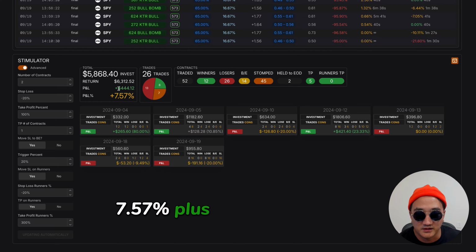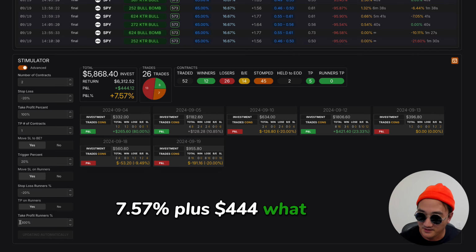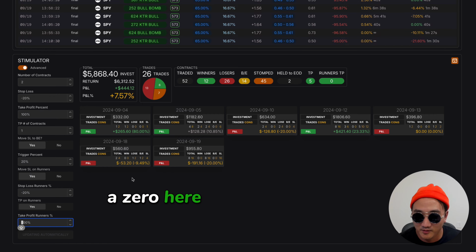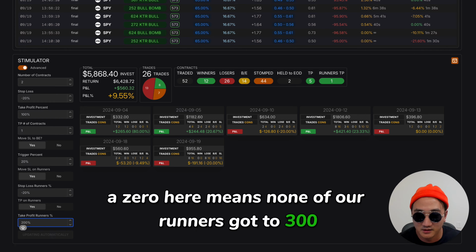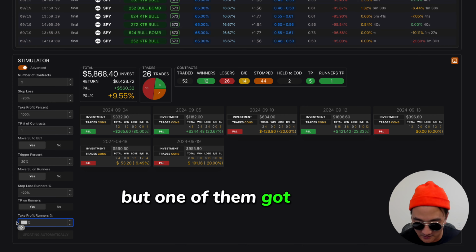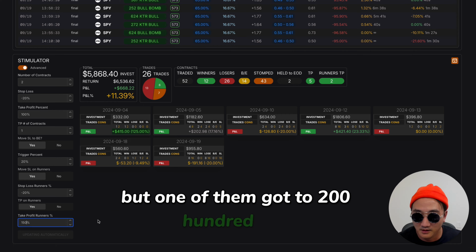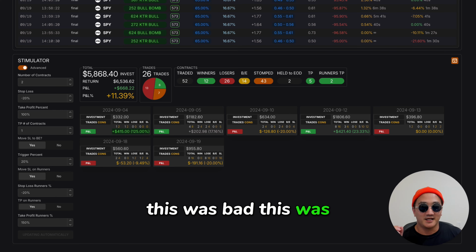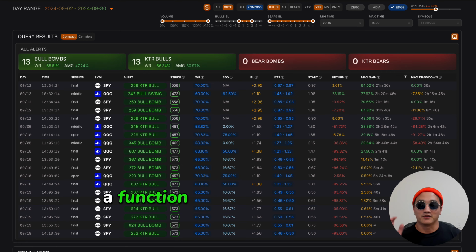7.57% plus $444. What is this? 0 here means none of our runners got to 300. None of them got to 200. Or one of them got to 200. 150. This was bad. This is just a function of what happened in September.